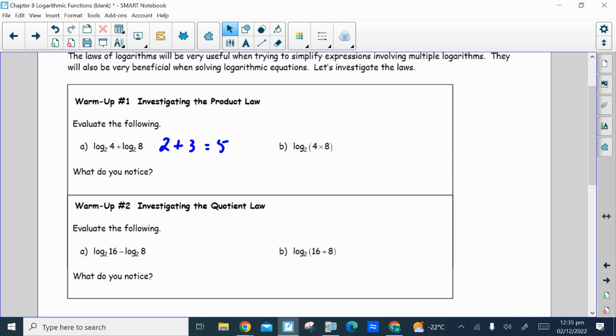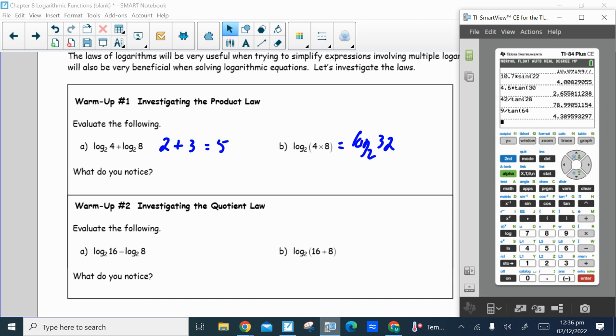Then it says to evaluate log base 2 of 4 times 8. Now 4 times 8 is 32. So this is asking 2 to what power is 32, which the answer is 5. And if you're not sure, you can always use it on your calculator. So either you use the log function on the calculator if you have one, log base 2 of 32, or you can also use the change of base identity, log 32, close the bracket, divided by log 2.